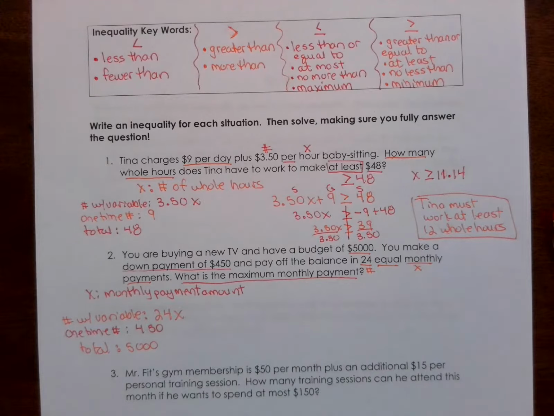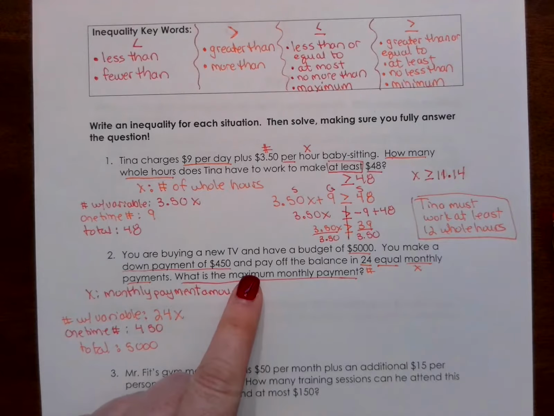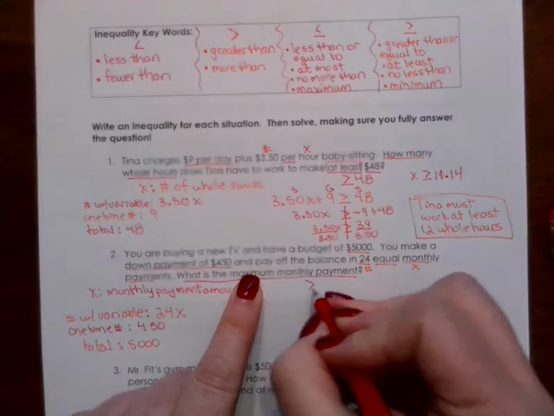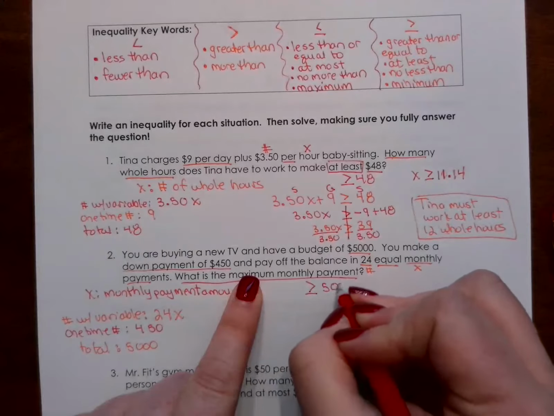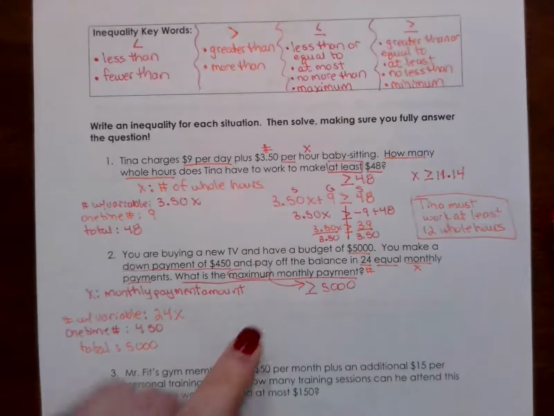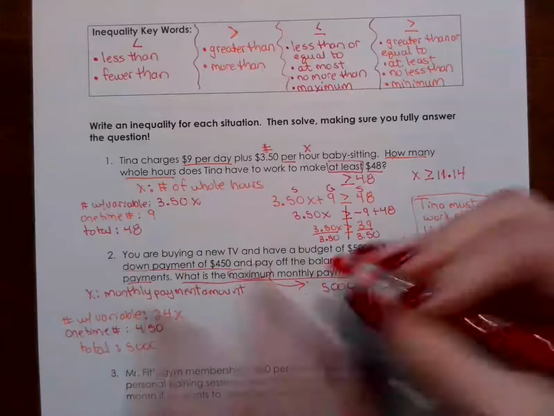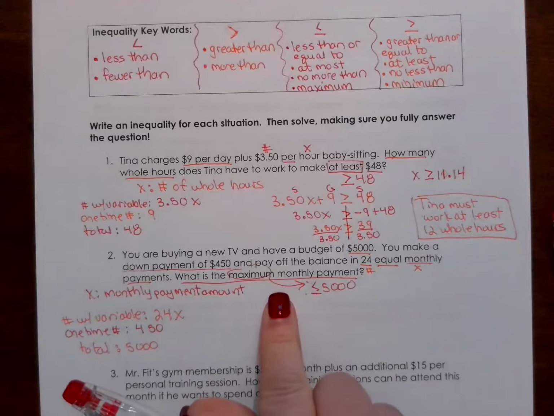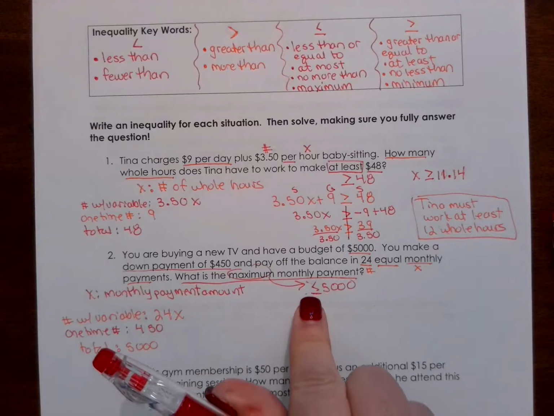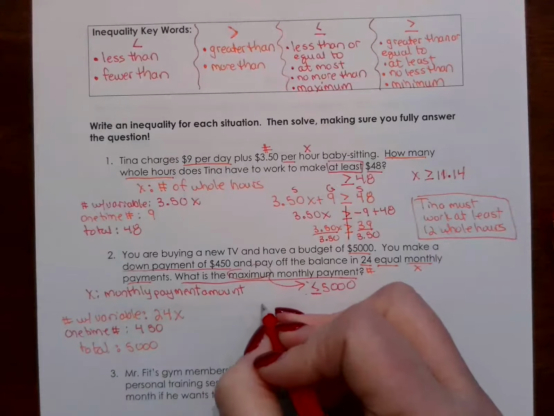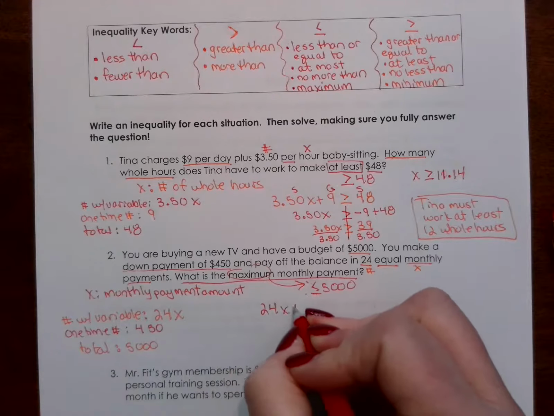So what symbol am I going to use? Well, this symbol says maximum. So I want to spend at the most 5,000. So whatever I spend has to be less than or equal to $5,000. Excuse me. I wrote that the wrong way. Whatever I spend has to be less than or equal to 5,000. That's the most it can be. So let's write my inequality.